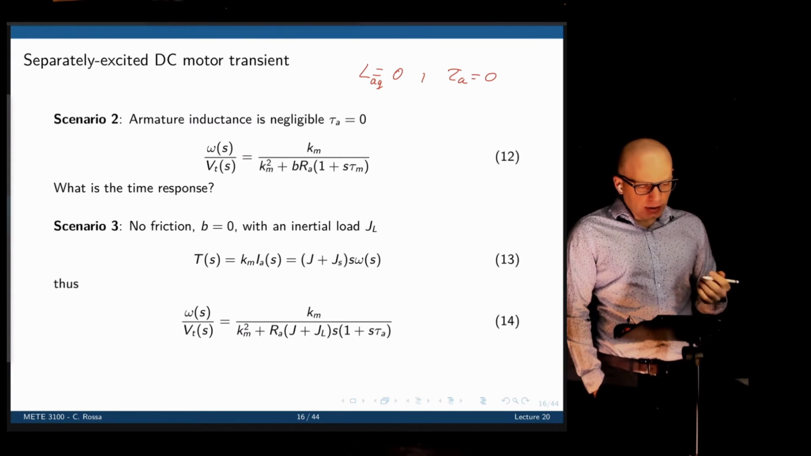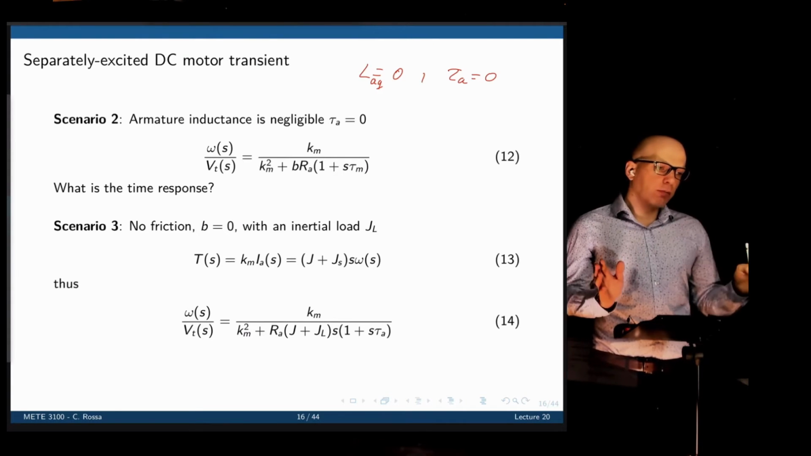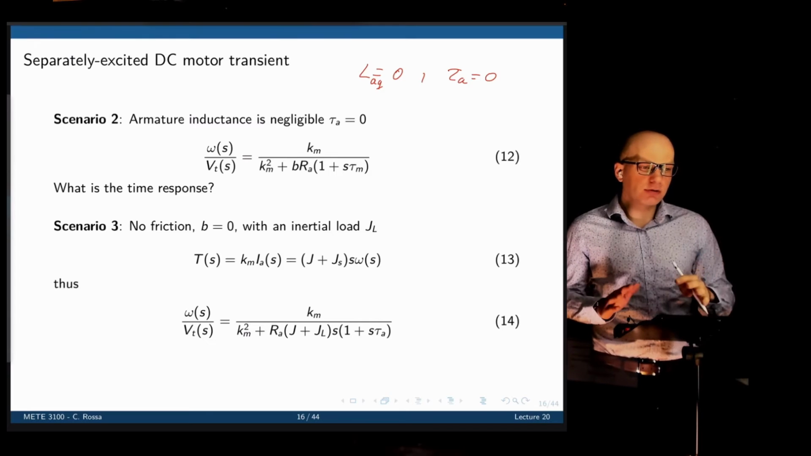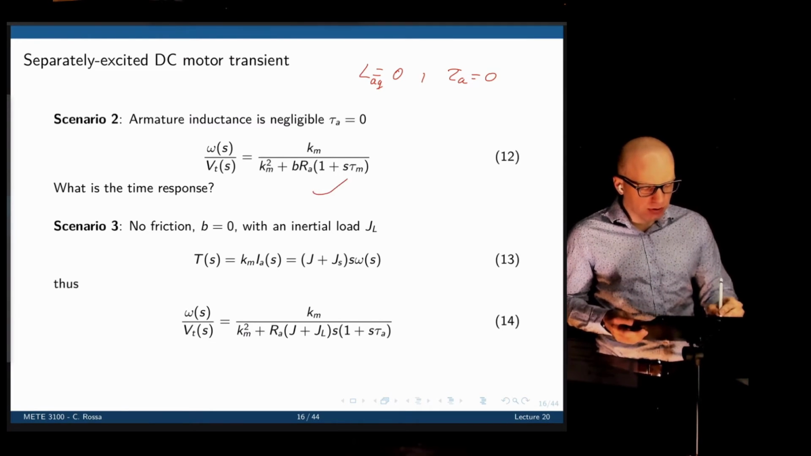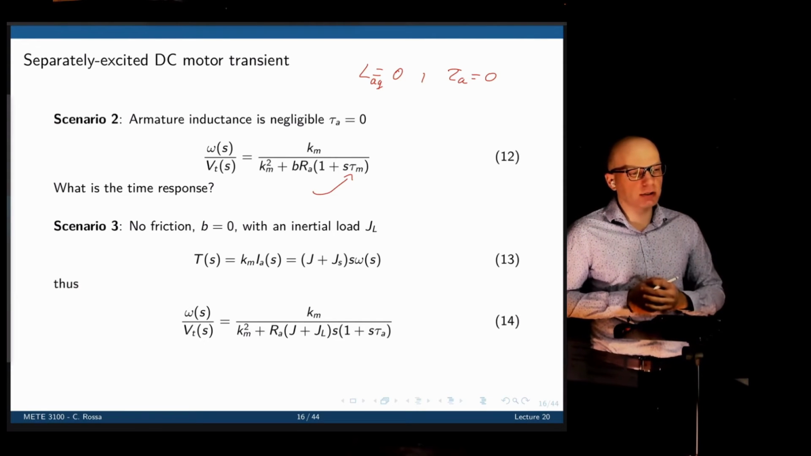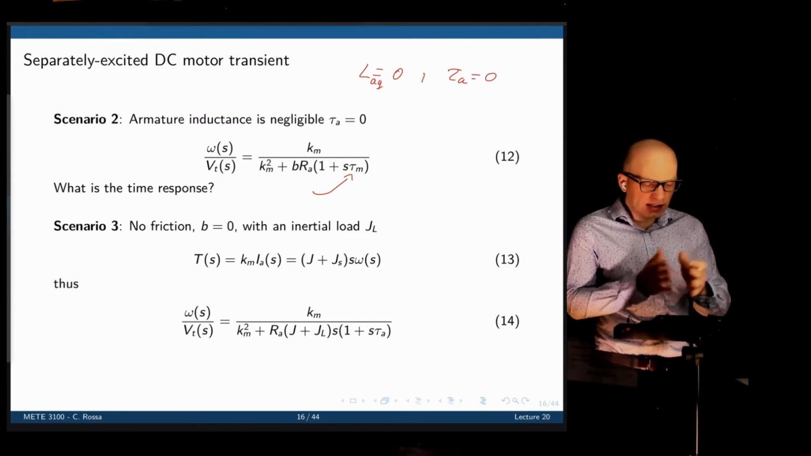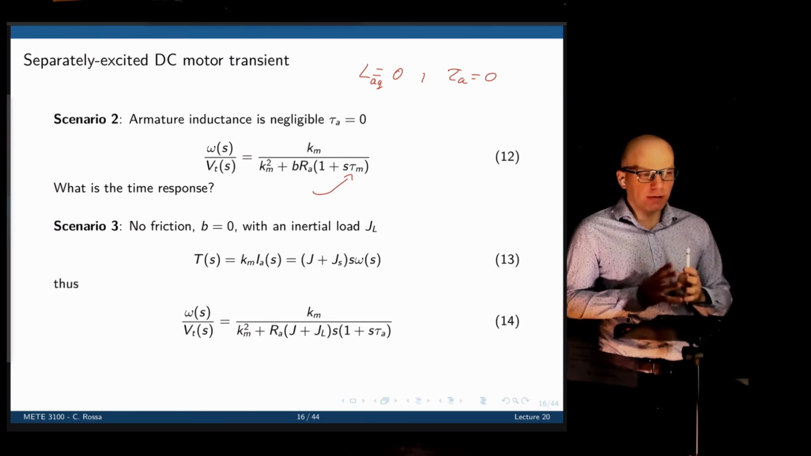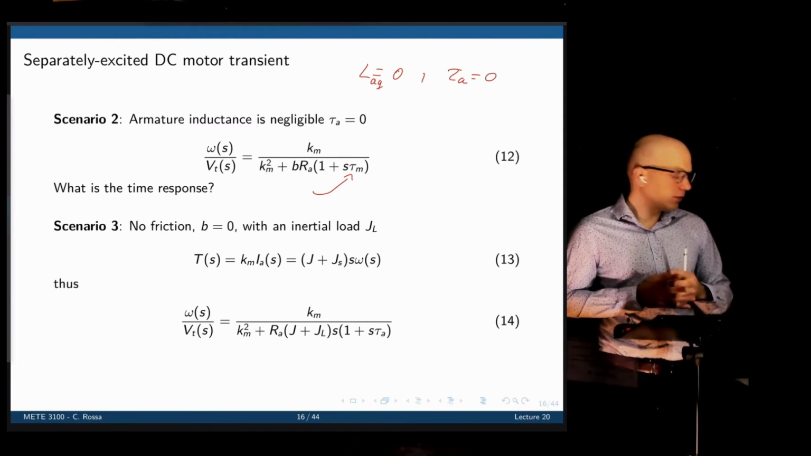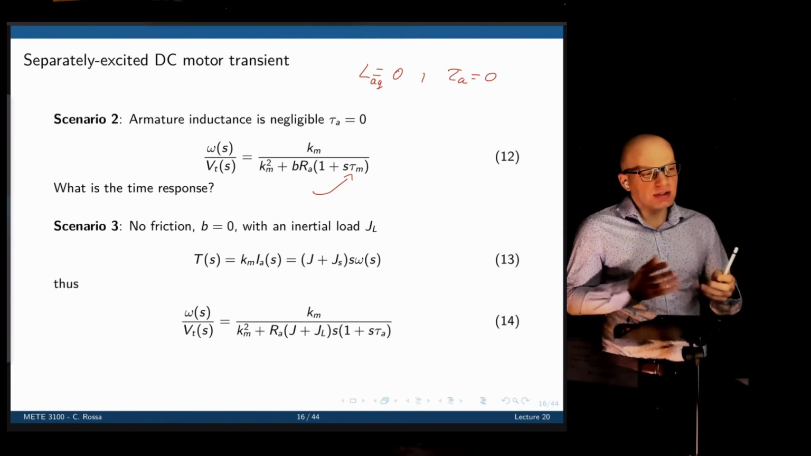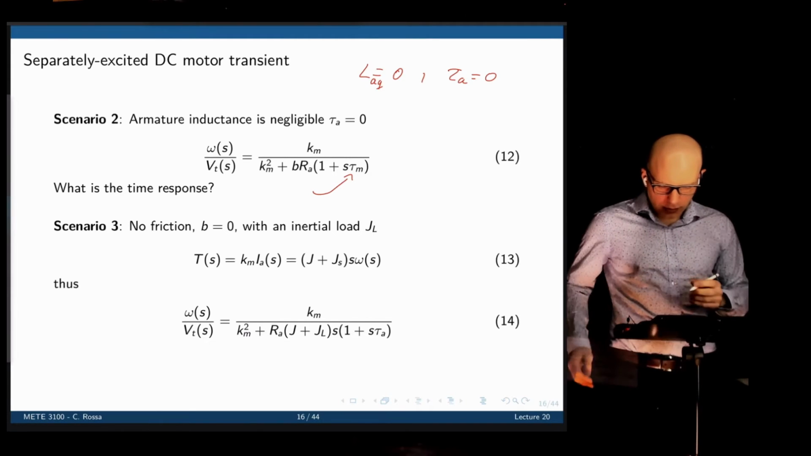So if the armature inductance is negligible, then one of our poles disappears, and the transfer function now simplifies to this. So what is the time response for this one? Well, the time response simply depends now on the mechanical part of the motor. Right? So this is an assumption that we can make to simplify the analysis. It is, for a good motor, this is typically the case anyways.